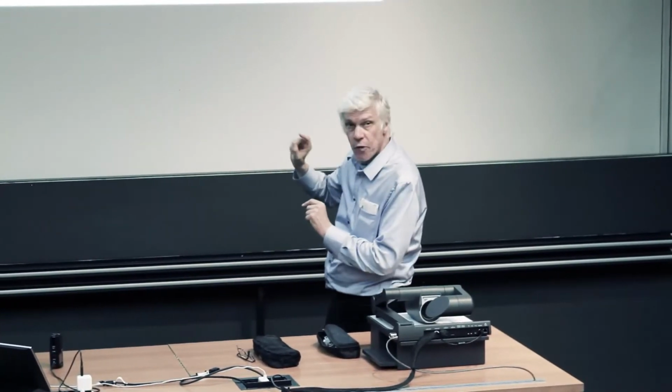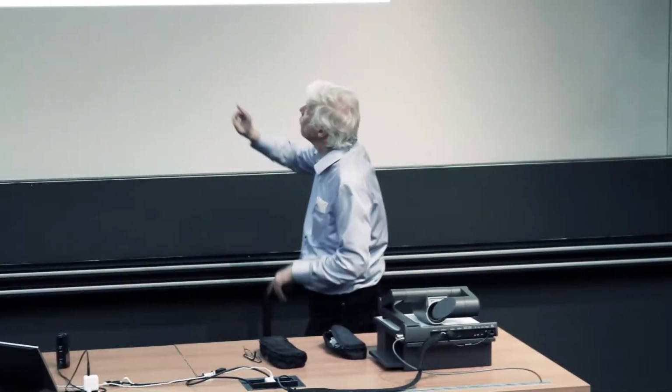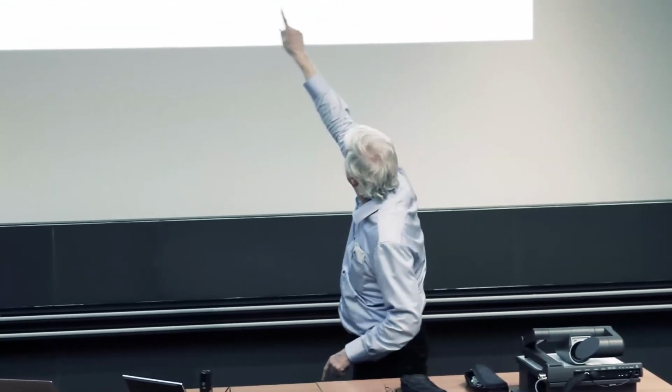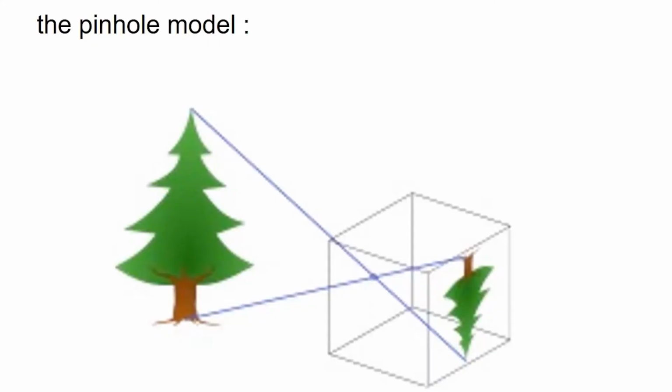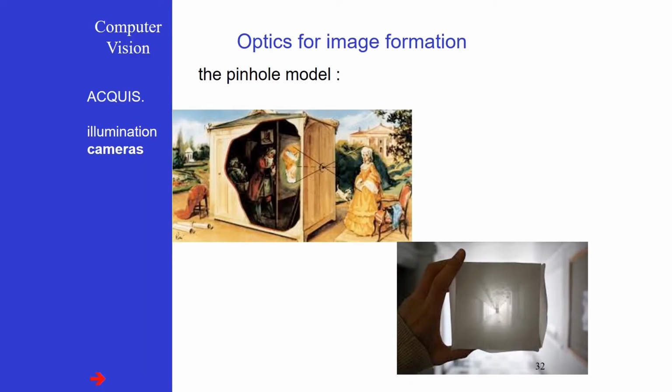This is called the pinhole model, and the whole thing revolves around the idea that the path followed by the light from a point in space to the image point at the back here is a straight line. And all these lines go through a single point, that pinhole.